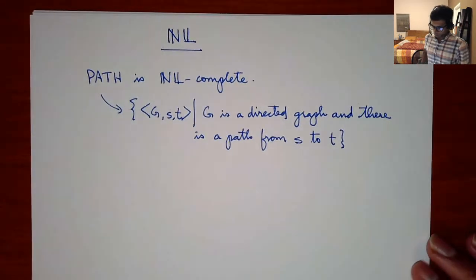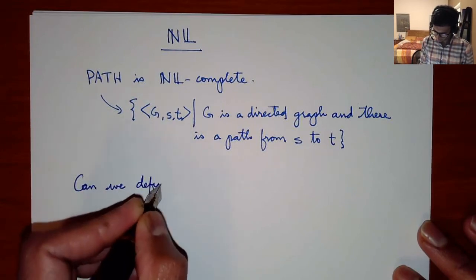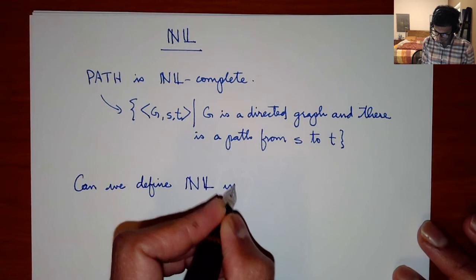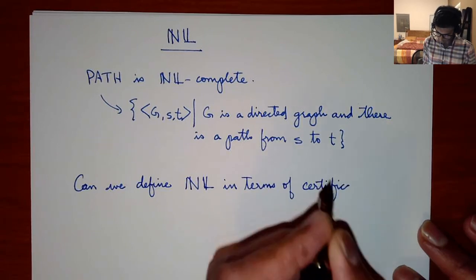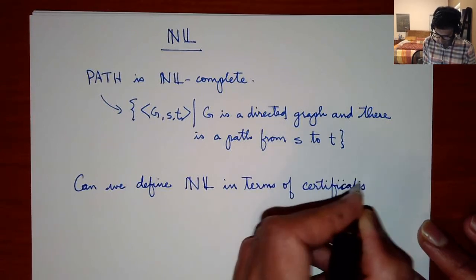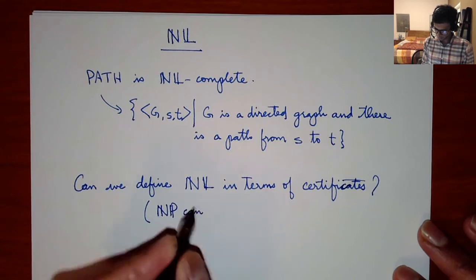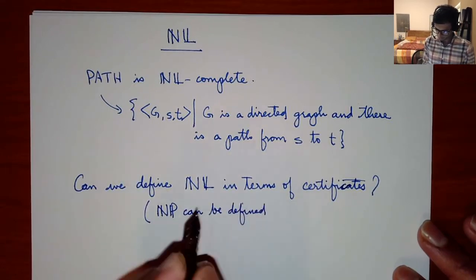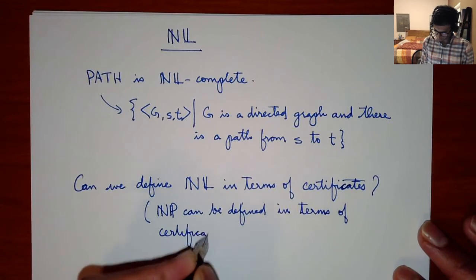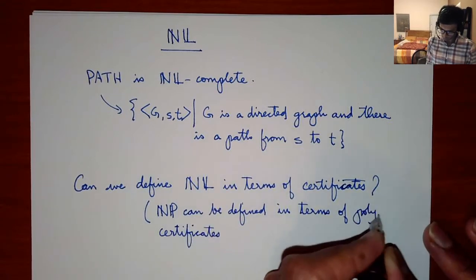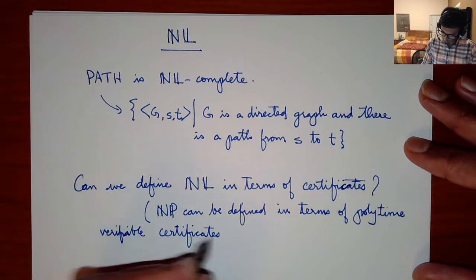A natural question when you think about non-determinism is, can we define NL in terms of certificates, just as we did with NP? Like NP can be defined in terms of polynomial-time verifiable certificates.